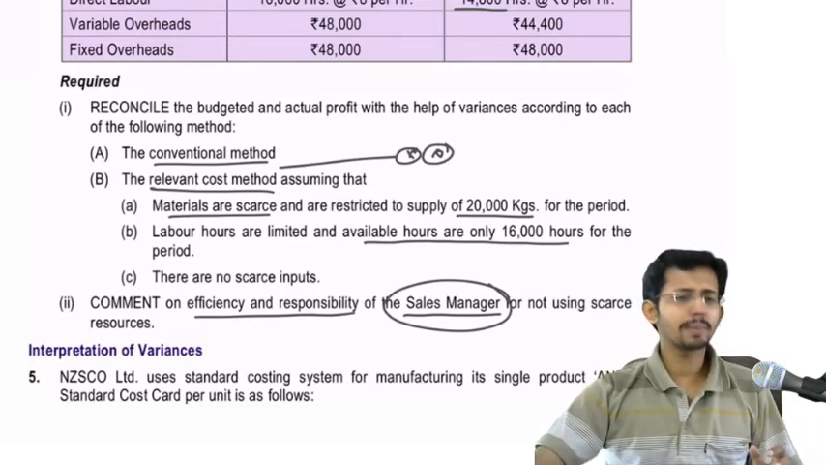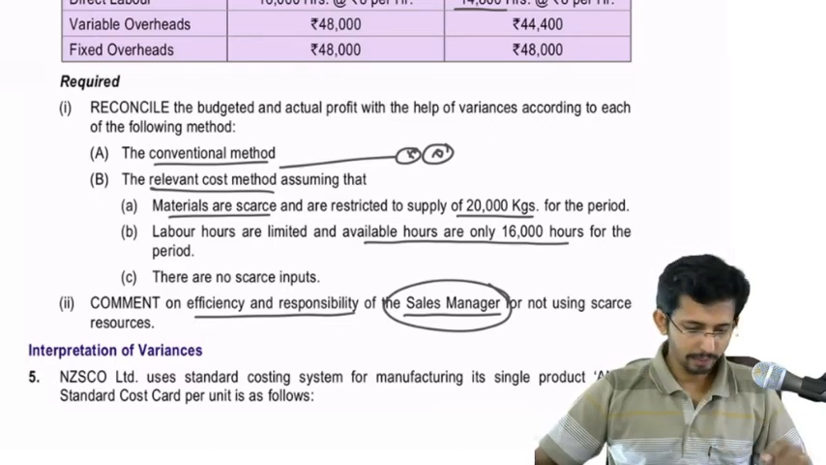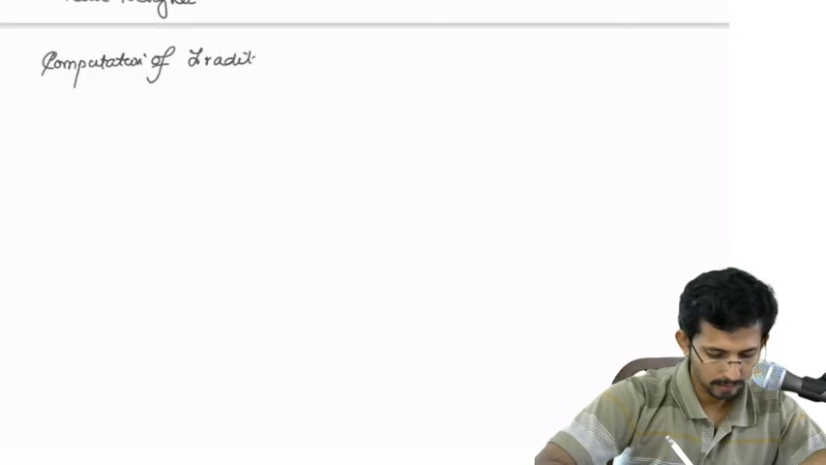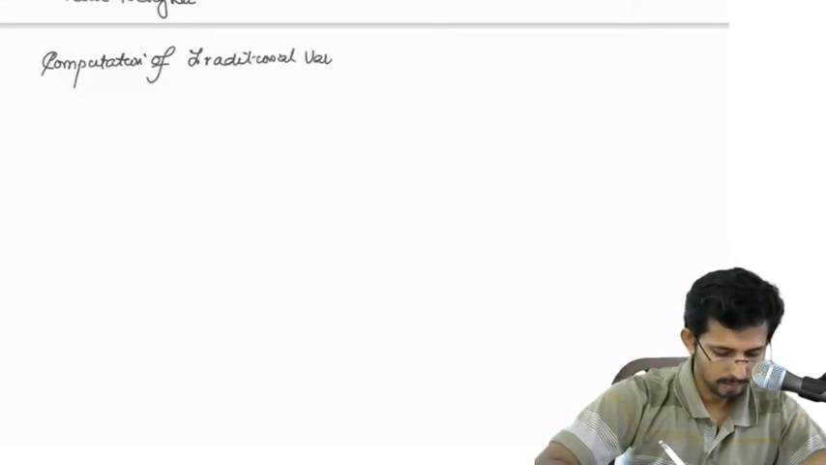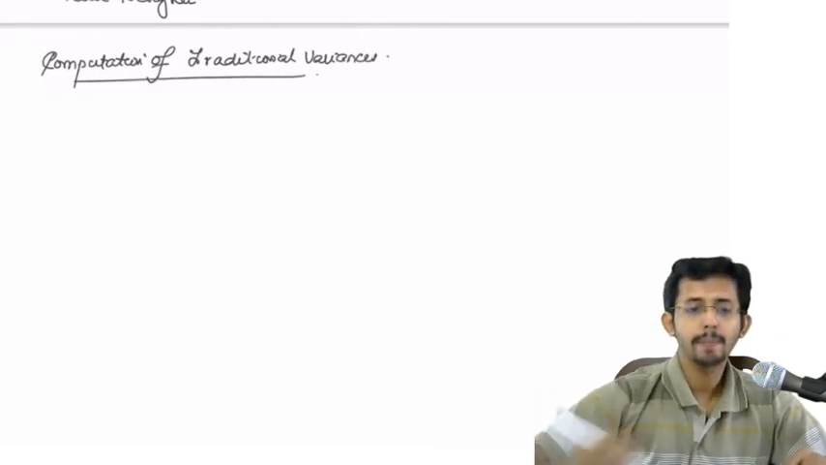Okay, so the first part is pretty very simple part. Then we will do the first part, then we will come to the relevant cost approach. Now what do you have to do? You have to start with the traditional variances. So computation of traditional variances.